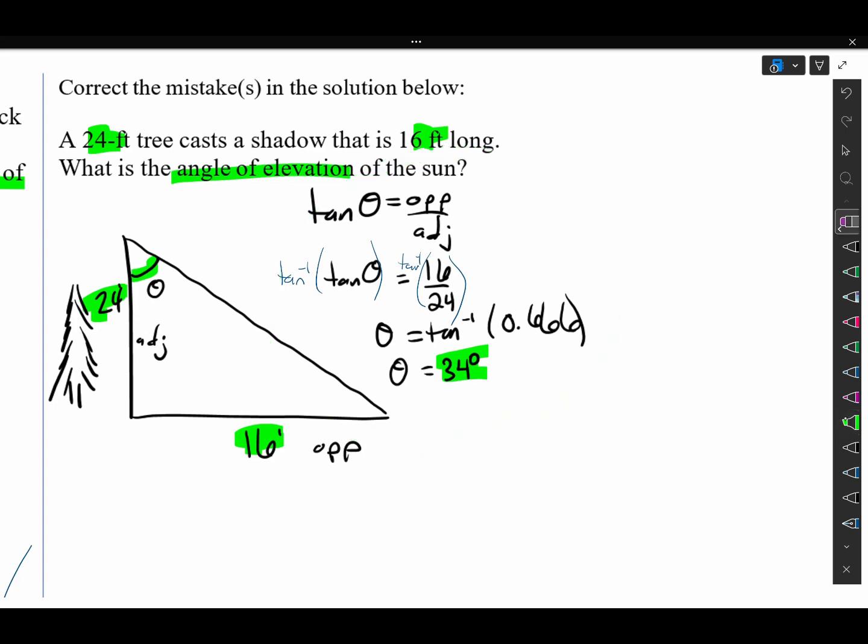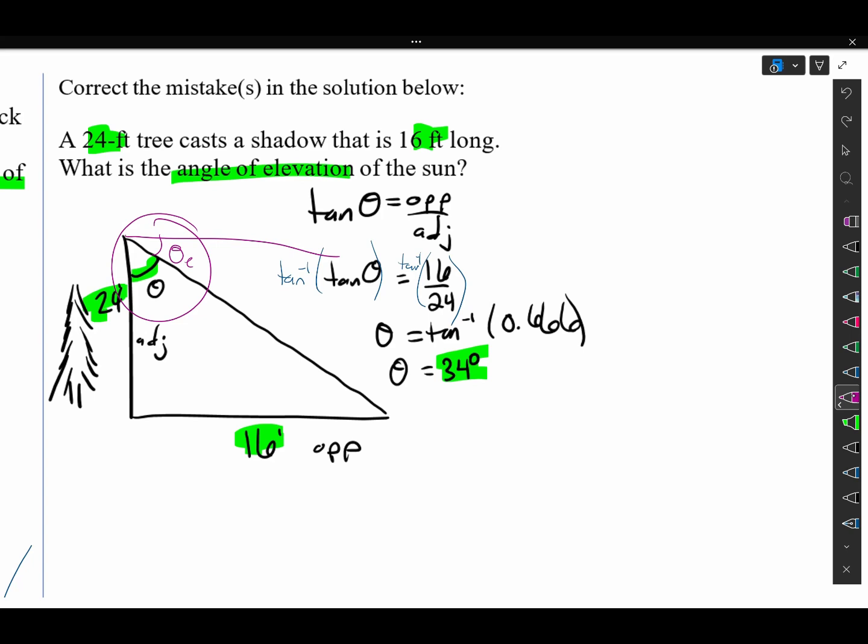The problem is they didn't answer the question, because the question is asking us to find this angle up here. This is our angle of elevation, right? So if we're working with this angle of elevation, I know that this angle of elevation and the angle that was calculated, 34 degrees here, should add up to 90 degrees, right? Because these angles together go from a perfectly vertical line here to a perfectly horizontal line here.